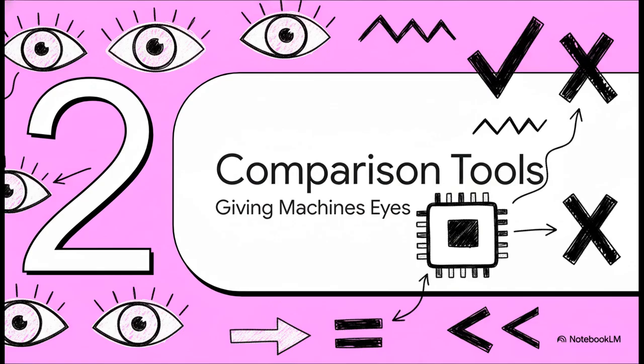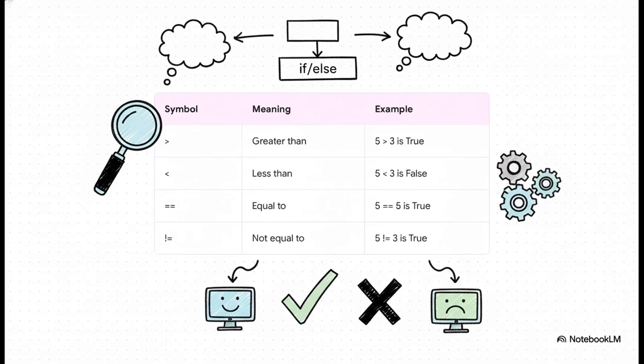Okay, so let's move on to our comparison tools. Before our machine can answer those true-false questions, it first needs a way to compare things. We've got to give it some eyes. And these are the tools it uses.